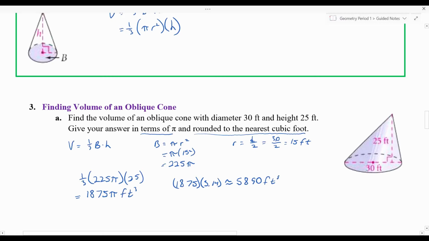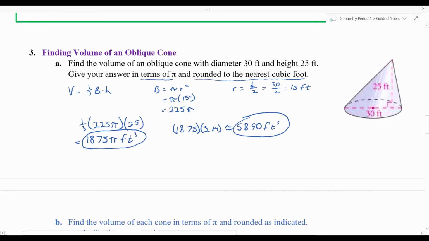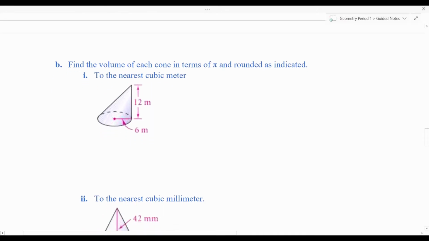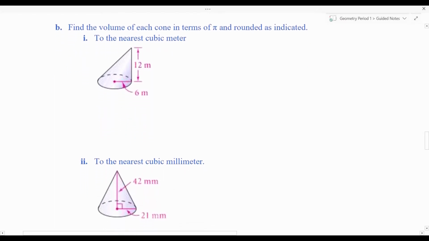Okay, so our solutions are here. In terms of pi, it's 1875 pi, and to the nearest cubic foot, it is 5,890 cubic feet. And that is, for example, 3A. 3B. 3B actually has two problems, right? Two problems, but they're not that difficult, as you can see. And hopefully you'll find them not too difficult, but here they are for you.